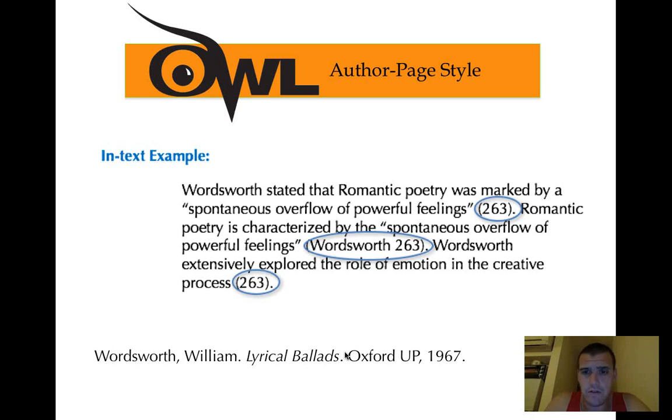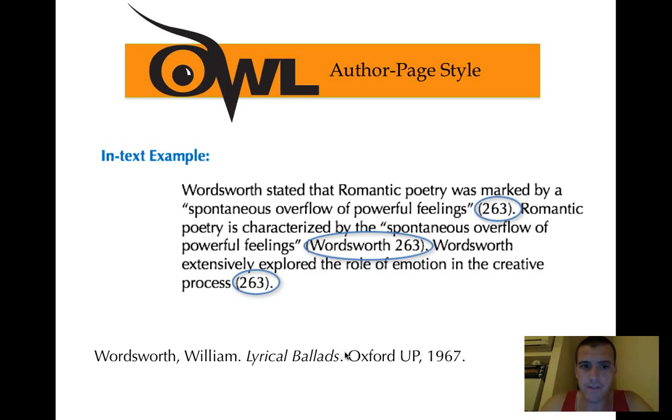In the third and final sentence, you see there are no quotations. This means that they paraphrased. Even though they're not directly quoting, they're paraphrasing what's in the quotes there, so they have to cite. They say Wordsworth extensively explored the role of emotion in the creative process, cited page 263. Again, they don't have to put Wordsworth inside the parentheses of the citation because you're indicating the author in the sentence.